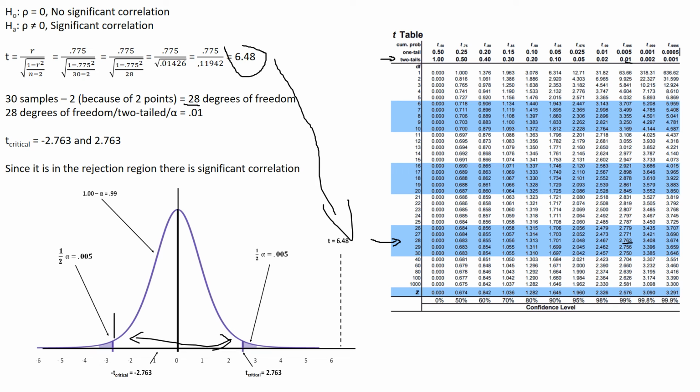Anything inside of these, we'd fail to reject. Anything outside of these, we reject. And t at 6.48, we would definitely reject. It's way outside of t at 2.763. So there is a significant correlation.